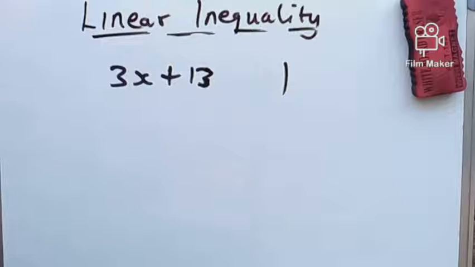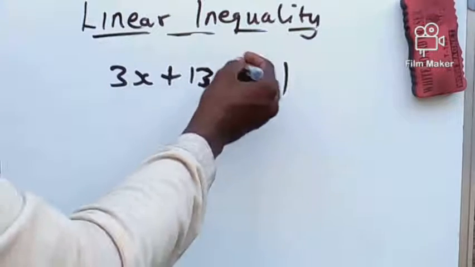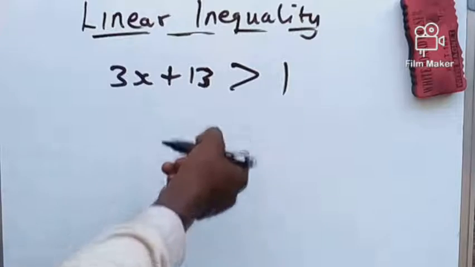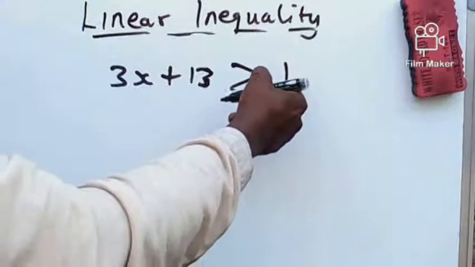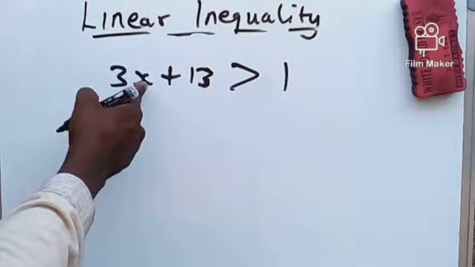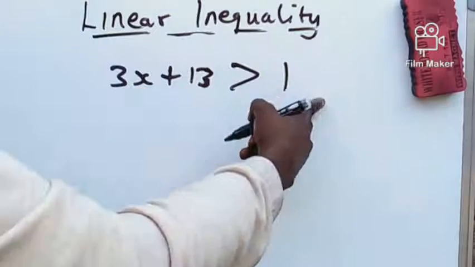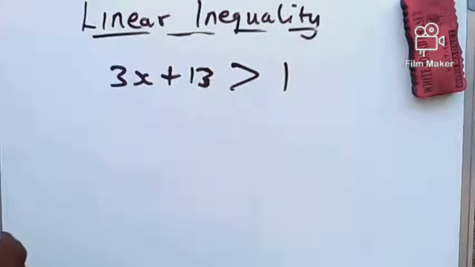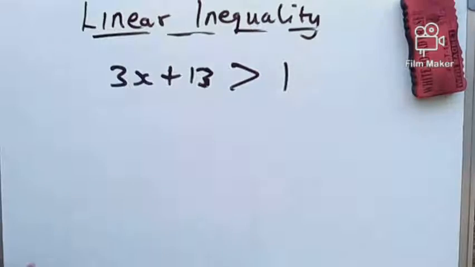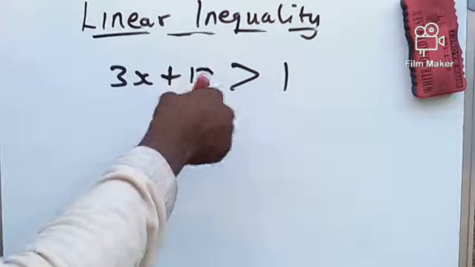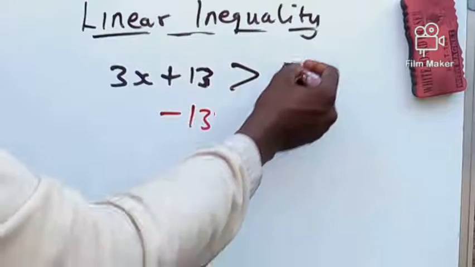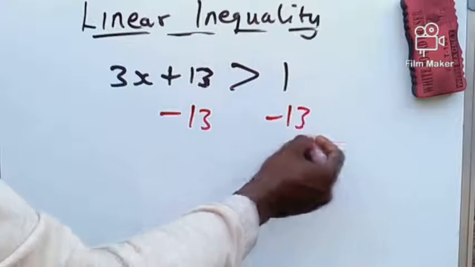So let's quickly solve this problem. We say that 3x plus 13 is greater than 1. To solve this problem, first of all, we need to collect the like terms. Notice that there's 1 here, this is a constant, and there's another constant here, and there's an x variable here. So we need to make x one side and the constant one side. We need to take off plus 13 that is here. To eliminate plus 13, we take the inverse operation, which is minus 13, and then add it here, minus 13.